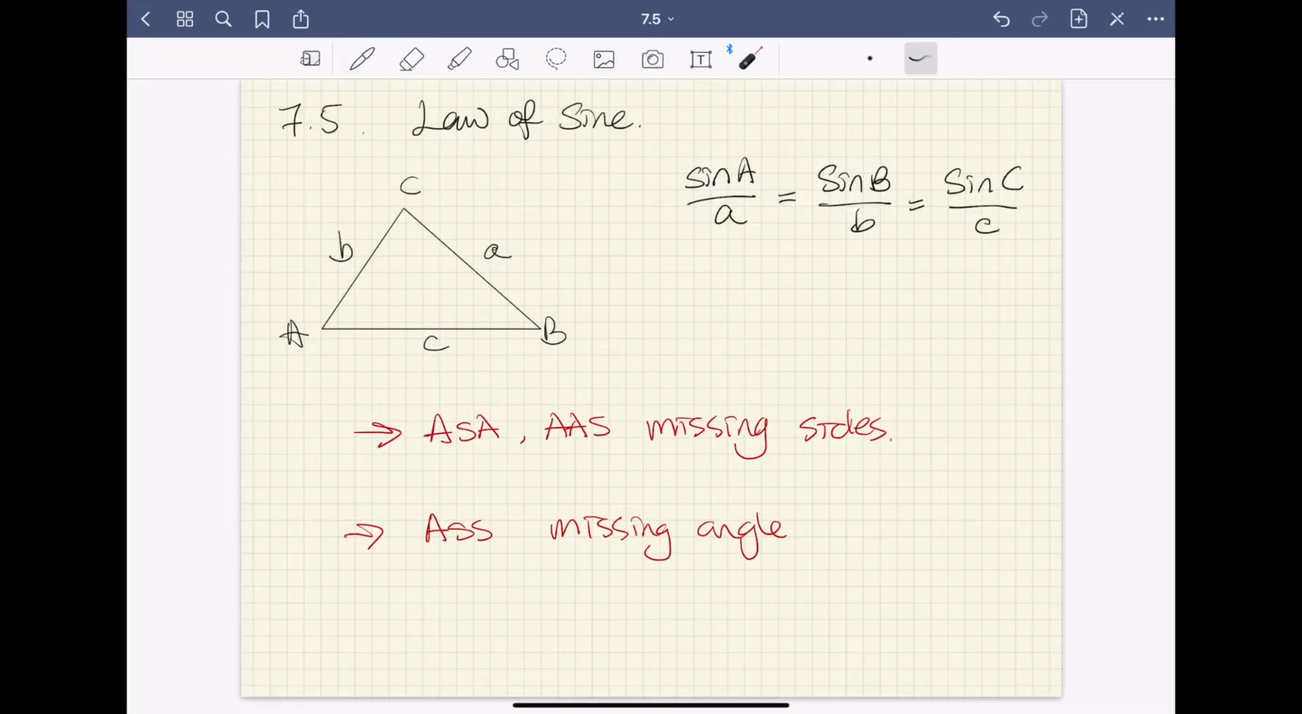Okay, so the law of sines can be applied in ASA or AAS type triangles to find the missing sides, or in ASS type triangles to find missing angles.